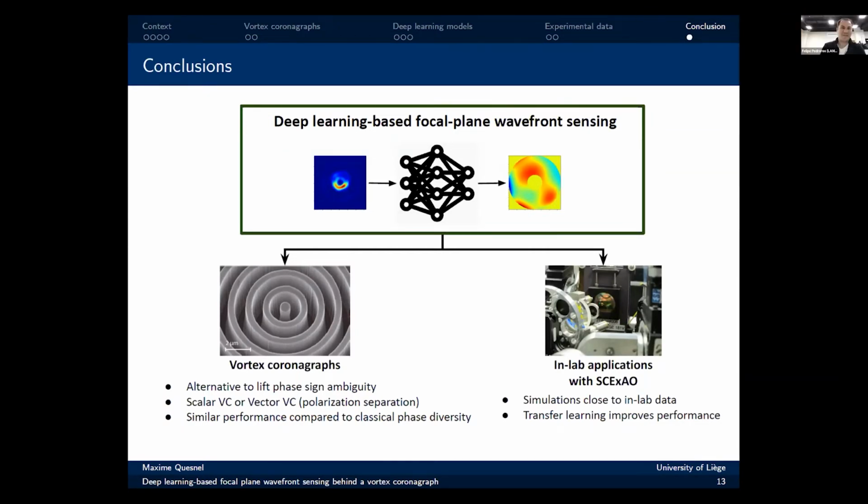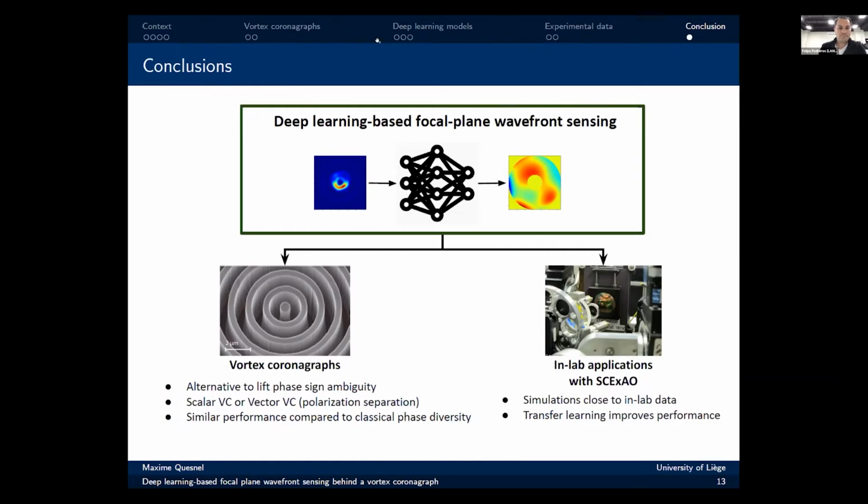Wonderful, Maxime. Thank you very much for your presentation. We already have one question from Sebastian Haffer. How does the reconstruction compare to low order wavefront sensor, where the wavefront sensing is done with the light rejected by the Lyot stop? This is in the Q&A box.